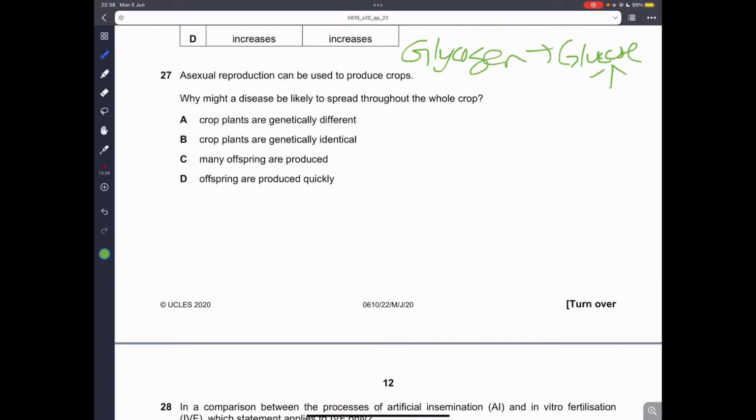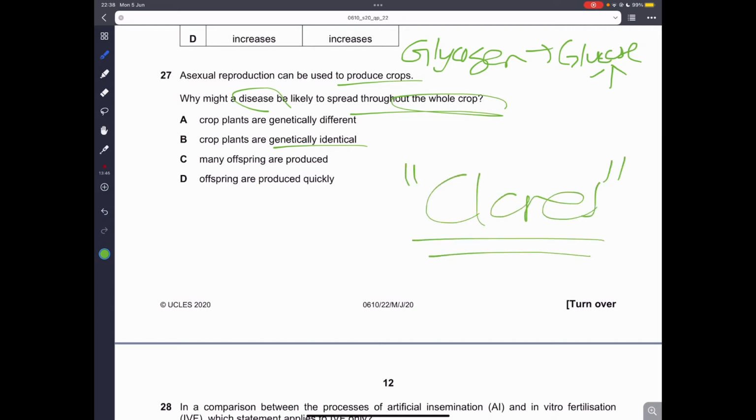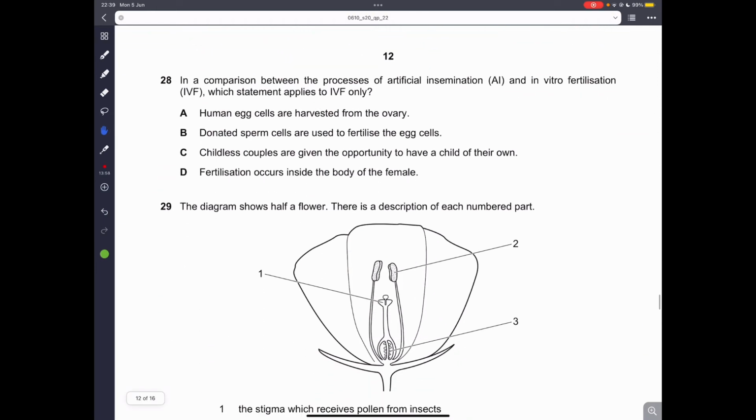Question 27. Asexual reproduction can be used to produce crops. Why might a disease be likely to spread throughout the whole crop? Well, this is because the plants are genetically identical to one another. In simple terms, they are basically clones of each other, and if one plant has a weakness to the disease, all of them are likely to be affected by it. So B is the correct answer.